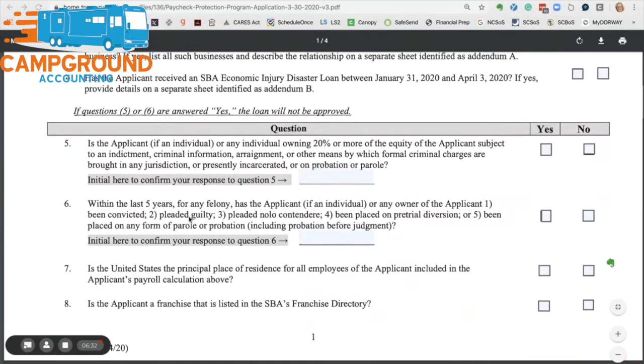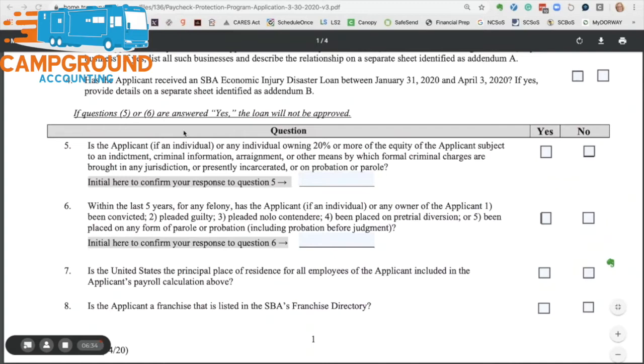All right, next up, number 5 and 6. If you answered yes here, your loan will not be approved. So in number 5 and 6, if you have any criminal issues going on, pretty much you can read the description here. You'll answer that. You also need to initial to confirm your answer on questions 5 and 6.